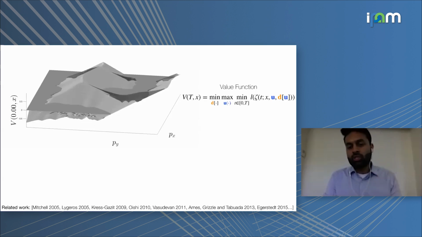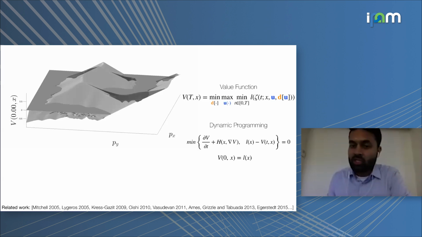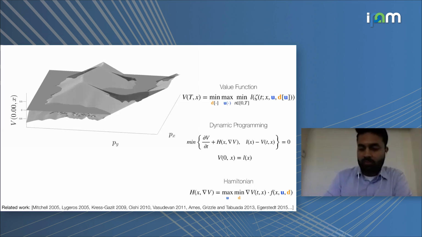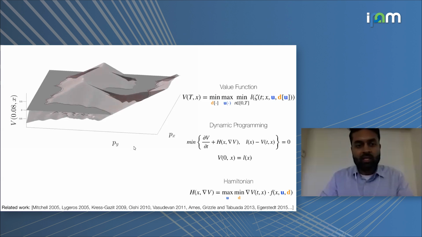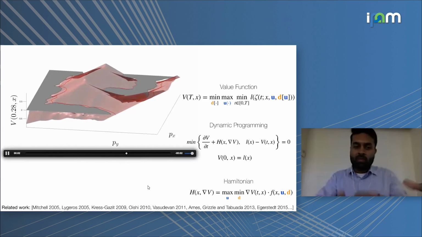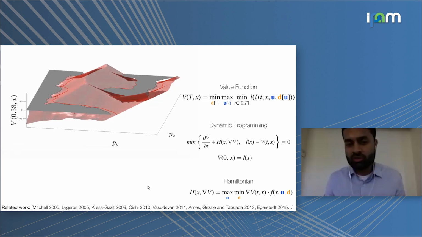And that solution can be obtained by the principle of dynamic programming, which in this case gives us the Hamilton-Jacobi-Isaacs partial differential equation, where the differential equation is given by this, and the Hamiltonian captures the role of dynamics and control and disturbance in this dynamic programming principle. So let's just quickly see this dynamic programming principle in action. So we start with the terminal value function, in this case L of x, and then you see we are applying the principle of dynamic programming, and the value function slowly converges.